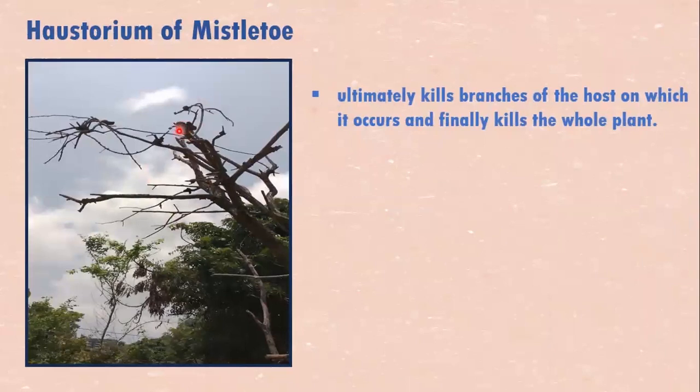These are haustoria. This is a haustorium. It grows many haustoria, and it kills the branch. And with time, it can kill the whole tree. So that is a haustorium of a mistletoe. It's actually a modified adventitious root.